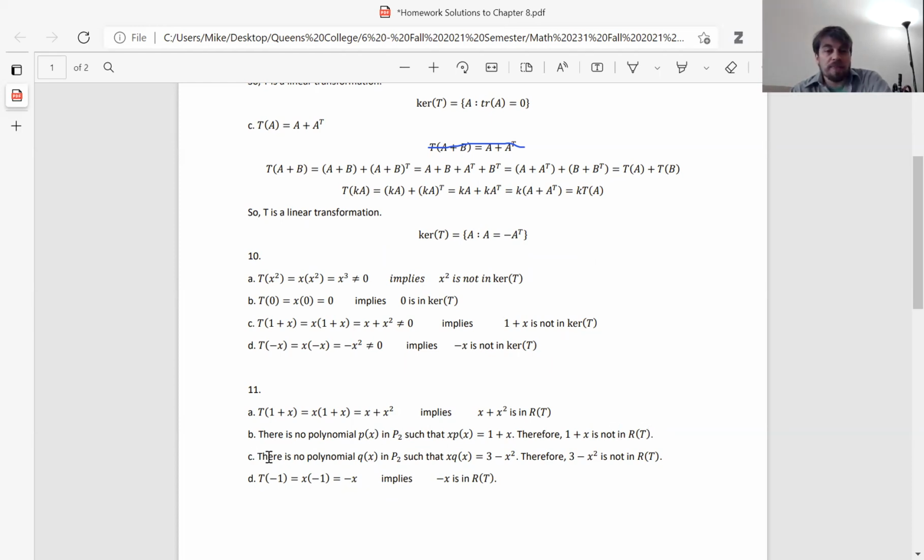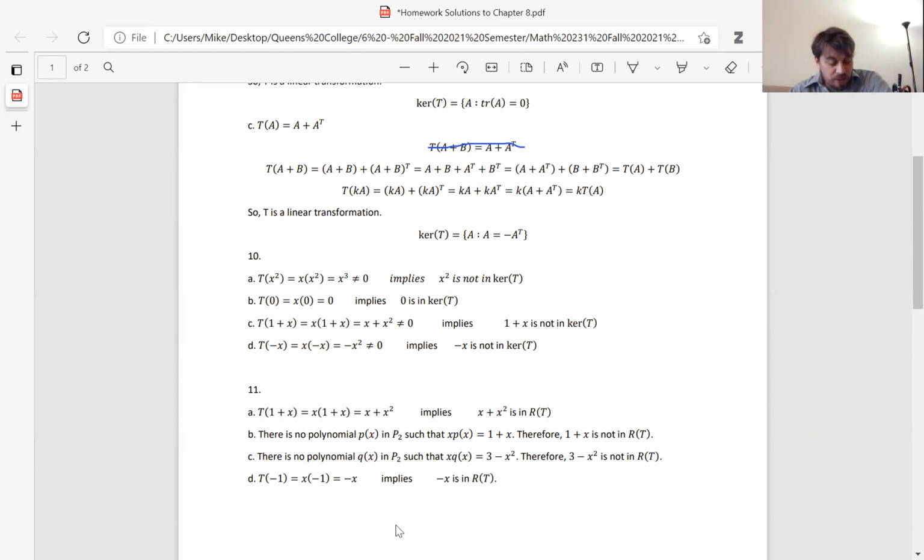Okay, so C is similar. For C, it asks whether or not 3 minus x squared is in the range of T. There is no polynomial q of x in P sub 2 such that x times q of x equals 3 minus x squared. And so therefore, 3 minus x squared is not in the range of T.